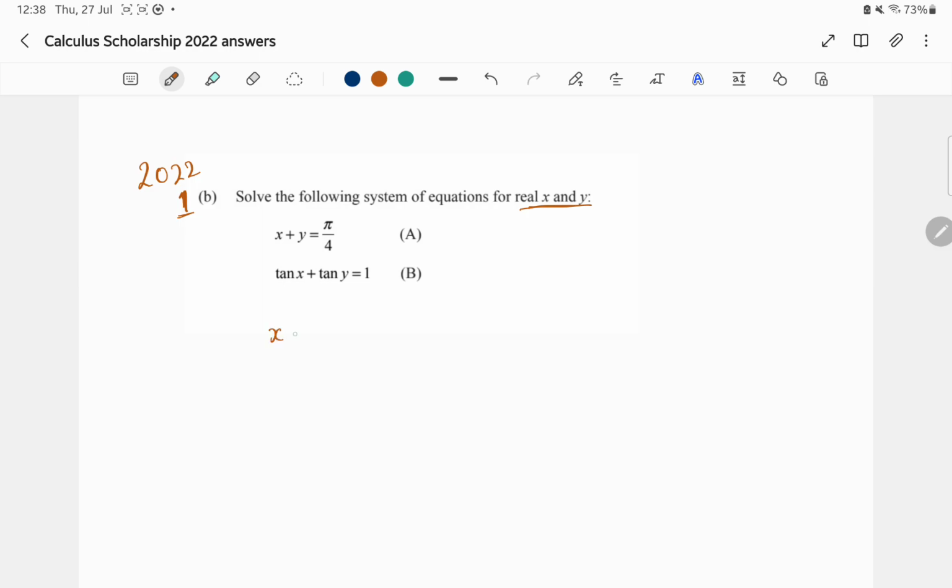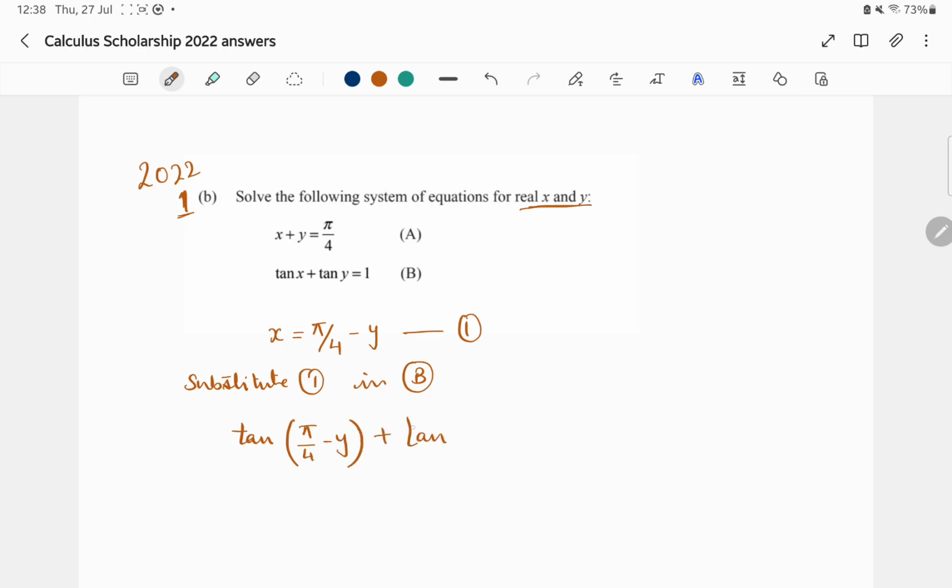So if we want to substitute the value of x, we can have x is equal to pi over 4 take away y, and we'll substitute that. Substituting 1 in b will give us tan of (pi over 4 minus y) plus tan y is equal to 1.